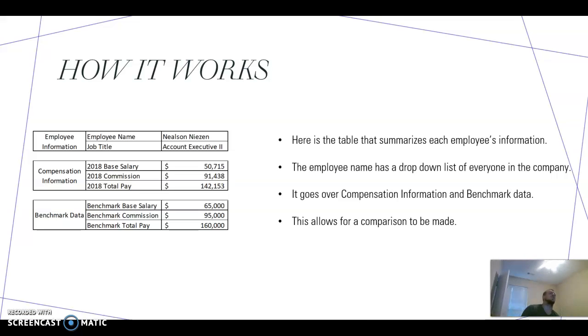All right, so how this particular model works. This is the employee dashboard, and it summarizes each employee's information. As you can see, this employee name has a drop-down list, and it has everyone in the company. So you can just pick whichever employee you want to have a look at. And it goes over compensation information and benchmark data. There are 3 different types of employee: account executive 1, 2, and 3, and each has different benchmark pay scales and all that. And this allows for all sorts of comparisons to be made.